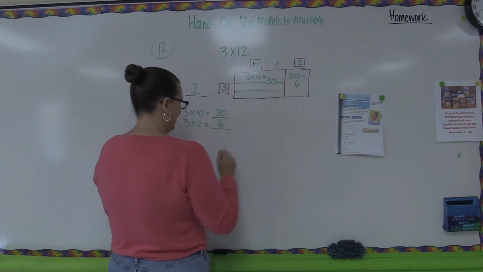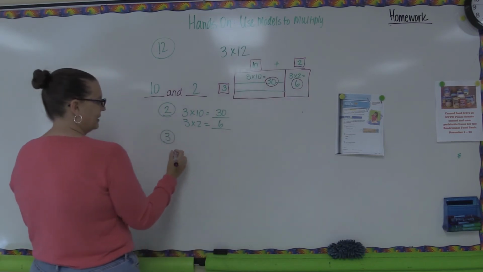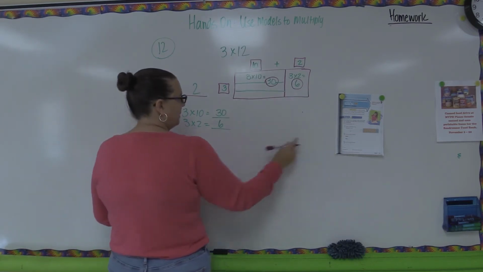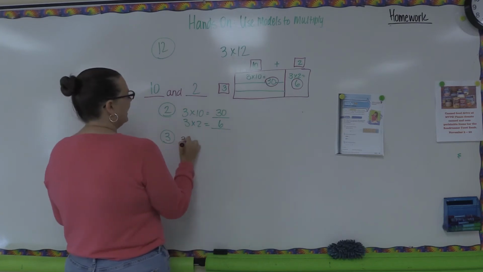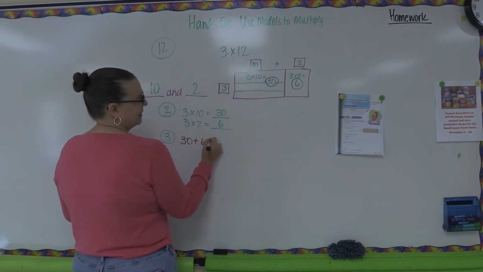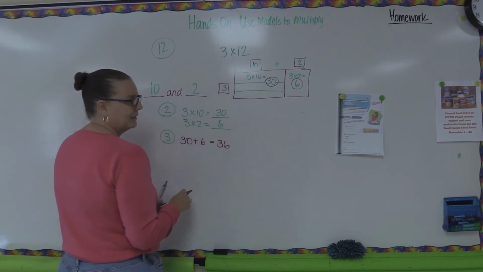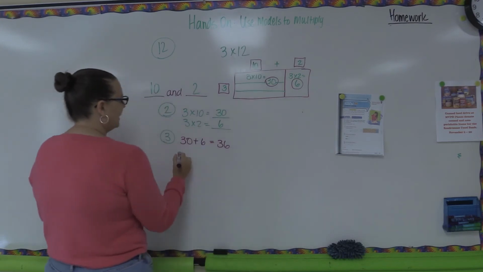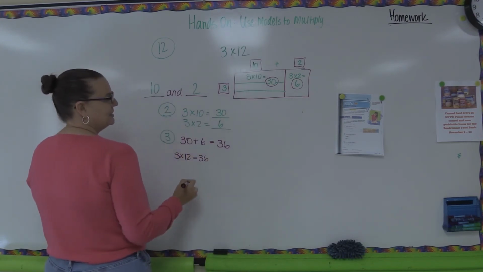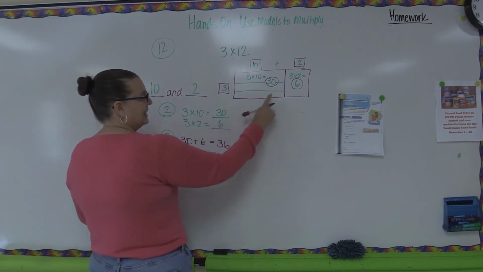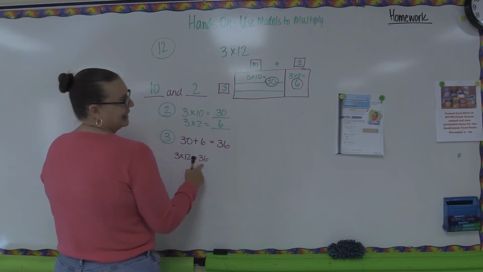So we're going to take those answers, which I'll circle here in purple, and we're going to add them together. For number 3 on your paper, they're asking us to take the partial products and add them together. So we would be adding together 30 plus 6, and that's a total of 36. Okay, so underneath that we have 3 times 12. We know what that answer is because we just did the multiplication with partial products. So that means there are a total of 36 hikers.